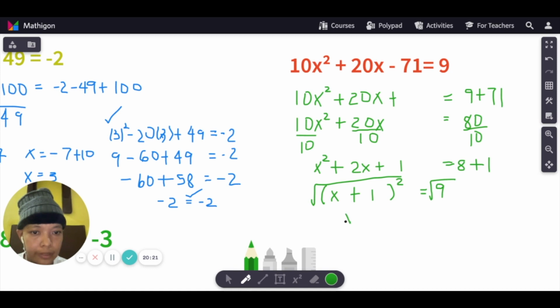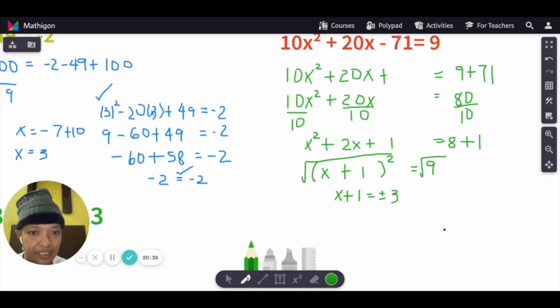So, x plus 1 is equal to positive negative 3. Okay? So, you perform your operation. What are the values of x? So, positive 3 muna po tayo. So, minus 1. So, your first x is positive 2.